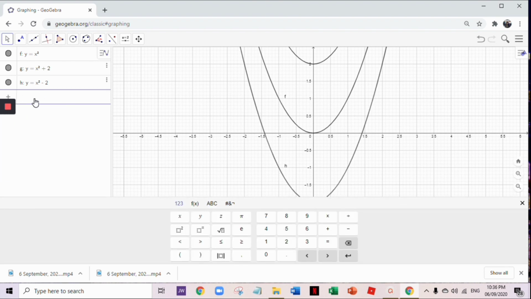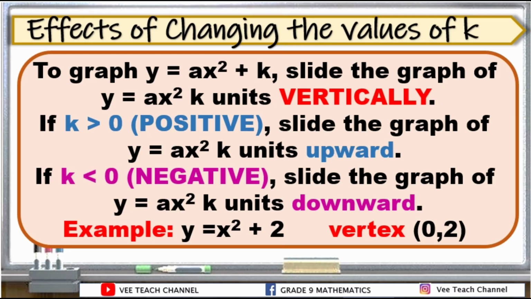Ang movement ng graph natin dito is either upward or downward. Kailan nagiging upward and kailan nagiging downward? Ito na yon. To graph y is equal to ax squared plus k, slide the graph of y is equal to ax squared k units vertically. If k is greater than 0 or positive, slide the graph of y is equal to ax squared k units upward. If k is less than 0 or negative, slide the graph of y is equal to ax squared k units downward.